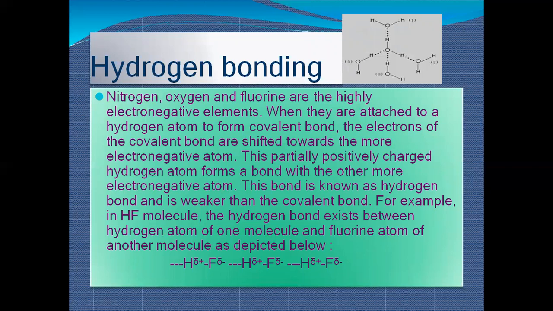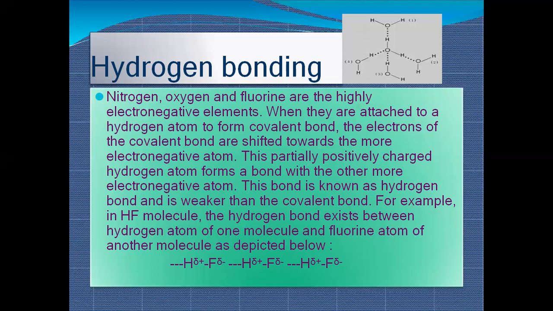But what happened? The electron will shift towards the oxygen in this molecule. That is why oxygen becomes more electronegative, or it has the capability to attract the positive element towards itself. So the hydrogen with partial positive charge will be attracted by the oxygen, and together they will form a bonding that is known as hydrogen bonding.